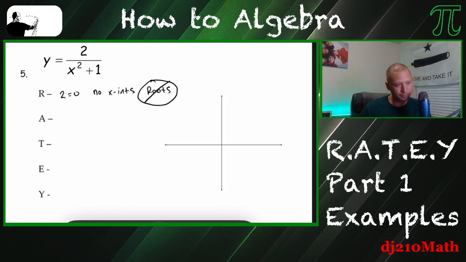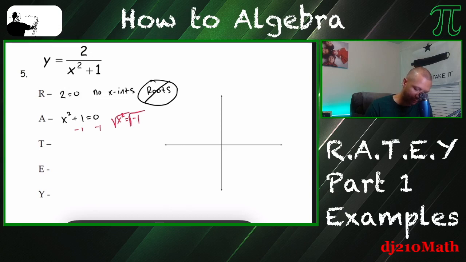There are no roots. Bottom equal to 0. This one's interesting because we subtract 1, we subtract 1. So we're going to get x squared is equal to -1.